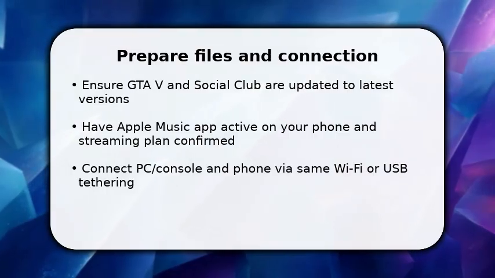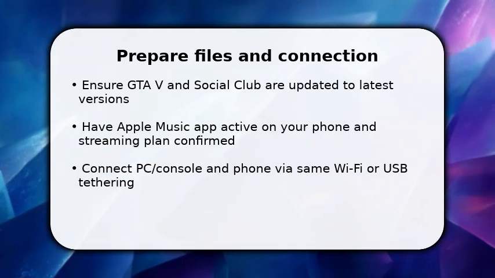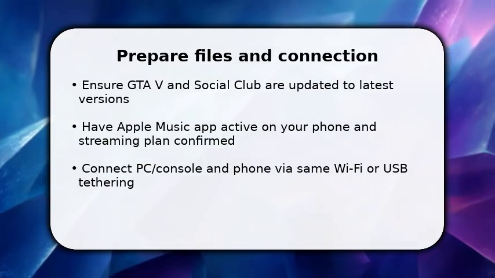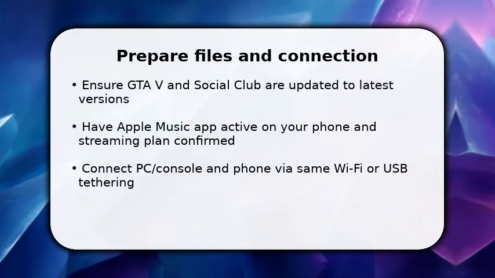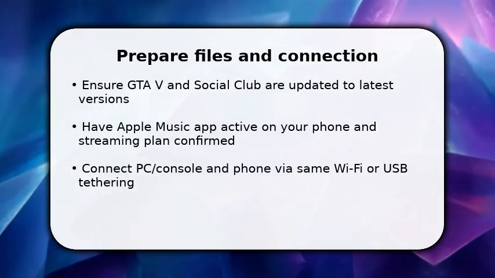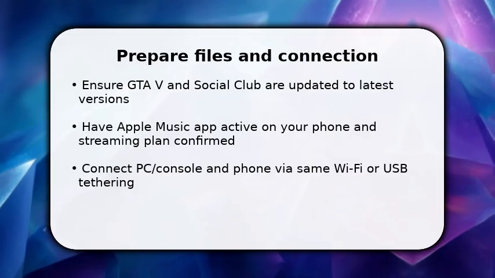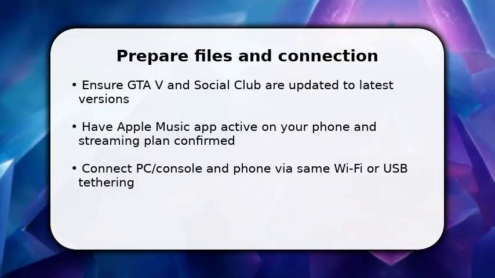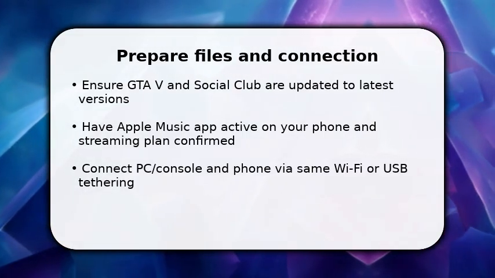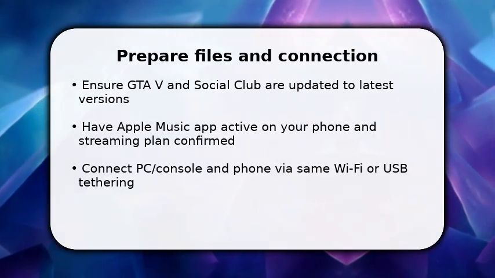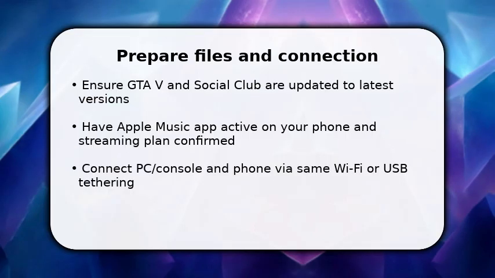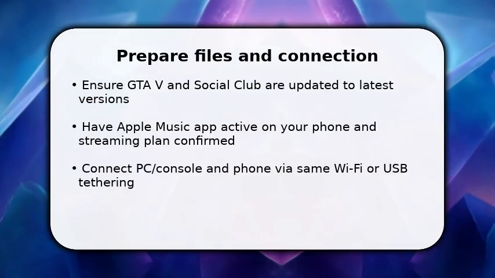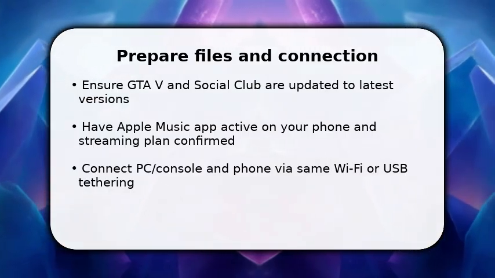You start by getting the files and connection right. Open Apple Music and confirm the track or playlist you want. Make sure your device is authorized. On PC, enable iTunes or the app that can stream. On console, prepare your PC as a media server. Once done, connect both devices to the same network or use USB tethering so the game can access the stream. This reduces lag and permission issues before you move into in-game setup.